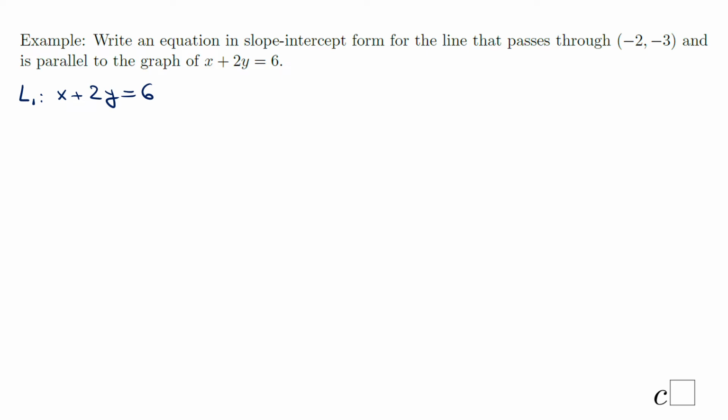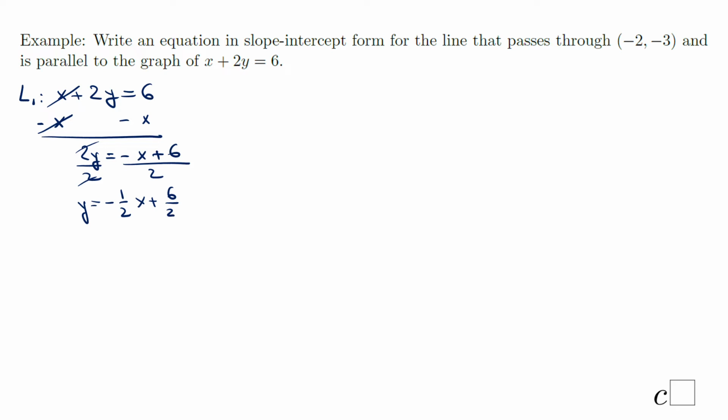First of all, we need to solve for y to get the slope, or we can use the shortcut I did in the previous examples. So I'm going to subtract x, and then divide by 2. So we have y equals negative 1 over 2 x plus 6 over 2, which we can simplify, but we really don't want to do that here. What we need is this negative 1/2. This is the slope of the first line. The slope of the second line, line 2, is going to be the same.